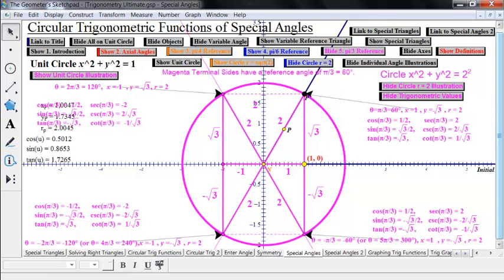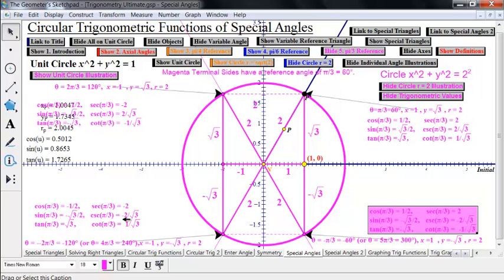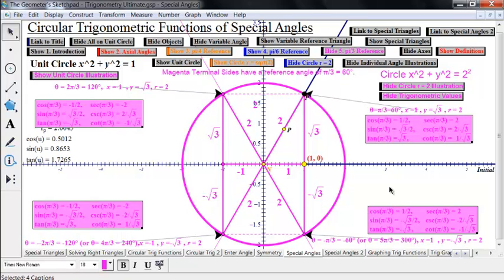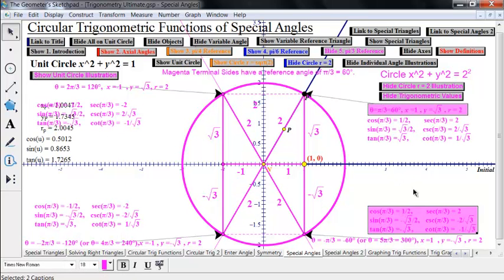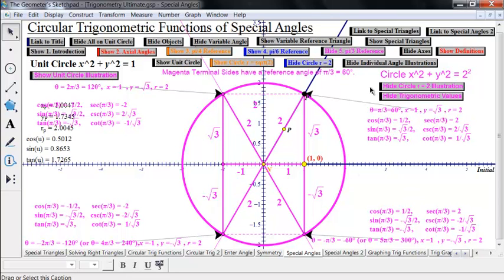So, again, rather than trying to memorize all this stuff here, just think about taking that special triangle that we have and placing it right there. And we know the ratio of the sides are 1, 2, and square root of 3. So if we use a circle of radius 2, that will work out nicely.